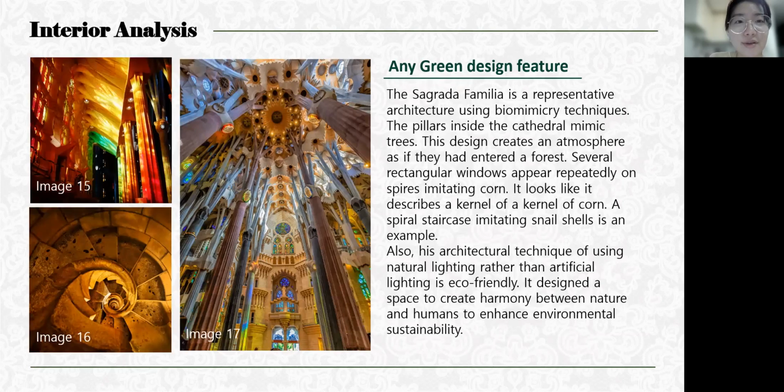The Sagrada Familia is representative architecture using biomimicry techniques. It designed a space to create harmony between nature and humans to enhance environmental sustainability.